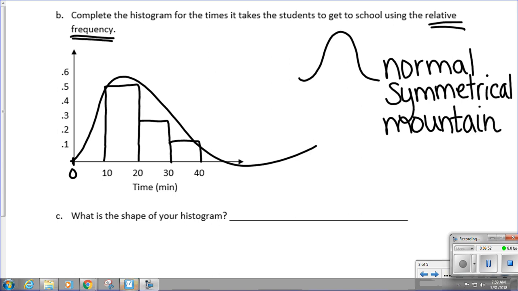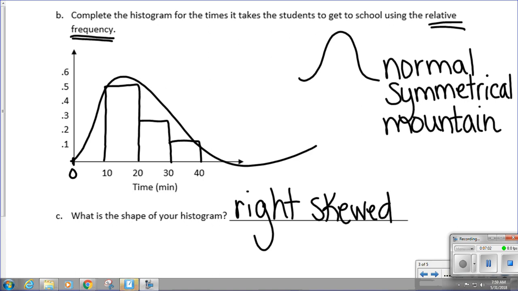What was this picture that we did? Right skewed. I do not take off for spelling as long as I can somewhat tell what you're doing. So that's right skewed, and if it's left skewed, I want to draw a different picture here to show that. That is where you have very little data on the left and you get more data on the right, so this would be left skewed.